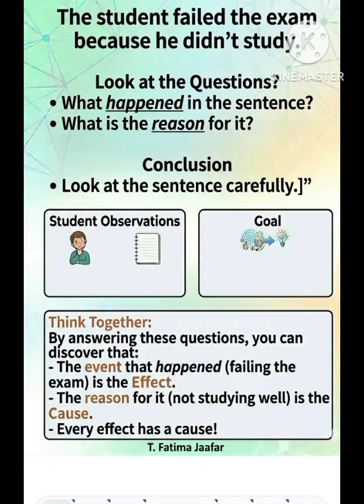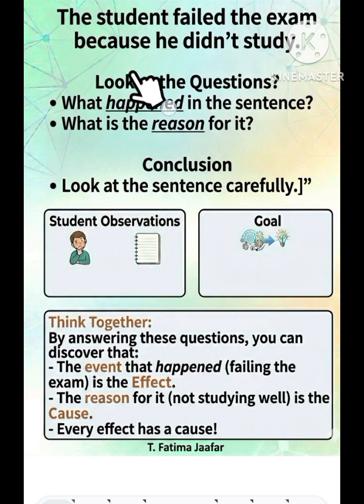Let's start by reading the sentence. The student failed the exam because he didn't study. So the student didn't do well in the exam. He failed. He got under 10 over 20 because he didn't study.